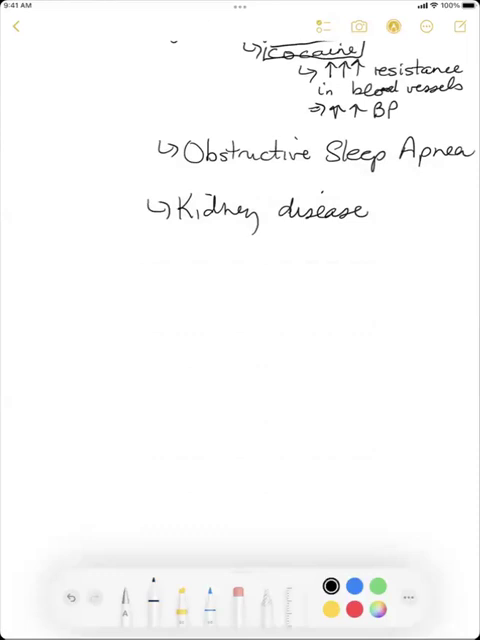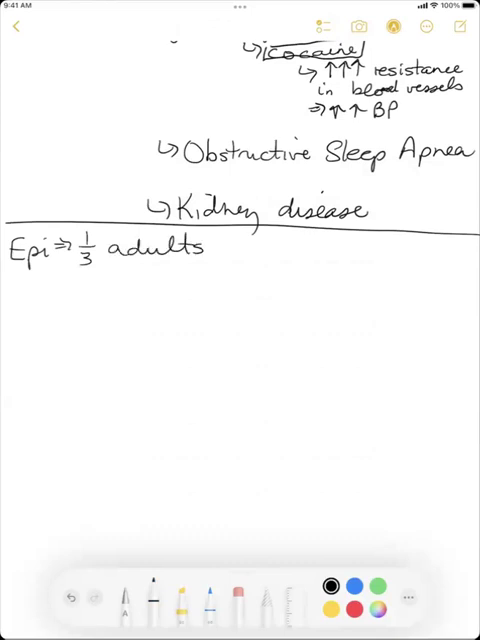When we look at the epidemiology of high blood pressure, it's really common. About 1/3 of adults in the US have high blood pressure. And if you actually look at adults over the age of 65, it goes up to about 50%. One half of adults greater than 65 years.